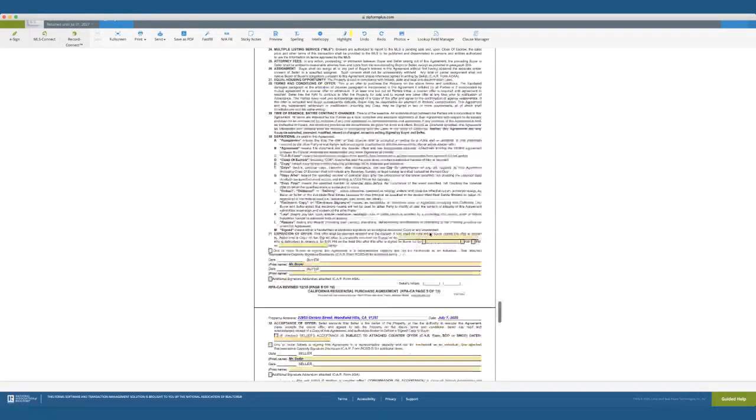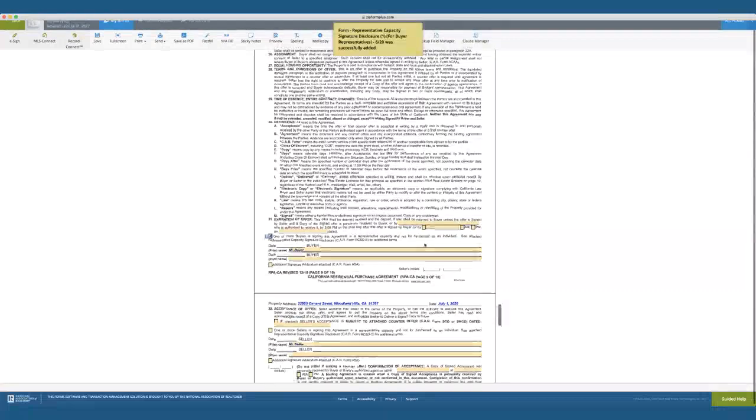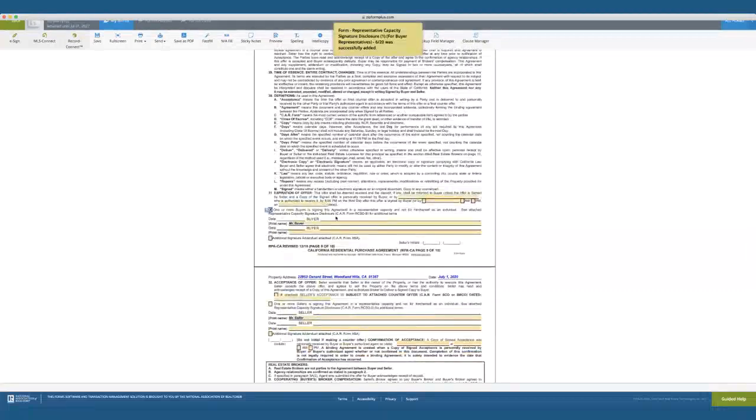Expiration of offer. It defaults to 3 days. You can change that. You can make it shorter or whatnot, or if you have knowledge that the seller is out of the country, is not available for a week, you can make it longer. So that's that. And this is where you would check if it's representative capacity.